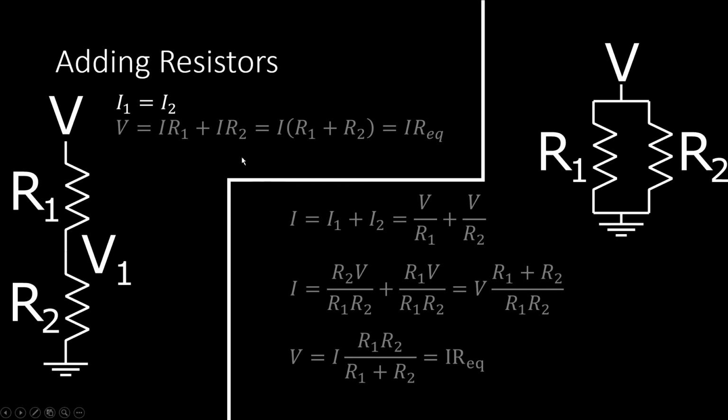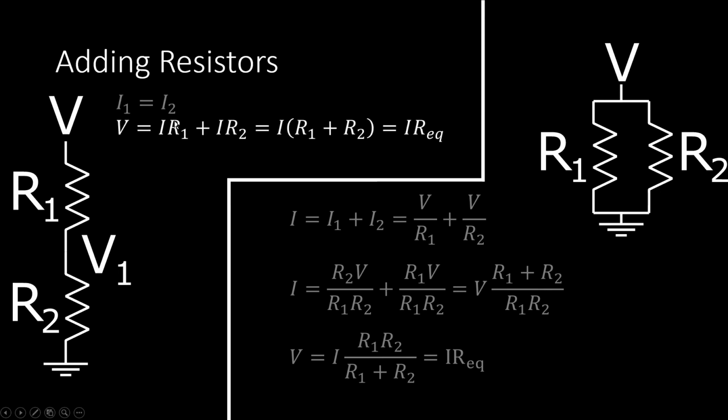So if we're adding up resistors in series, like we see on the left side here, we know from Kirchhoff's current law that the current that flows through resistor 1 also has to flow through resistor 2, because as it comes through, it gets to this node and it has to exit somewhere, and the only place available for it to exit is through resistor 2. So we know that I1, the current through resistor 1, is equal to I2. For the rest of the derivation, I'm just going to call that I, because that's the overall current through the circuit.